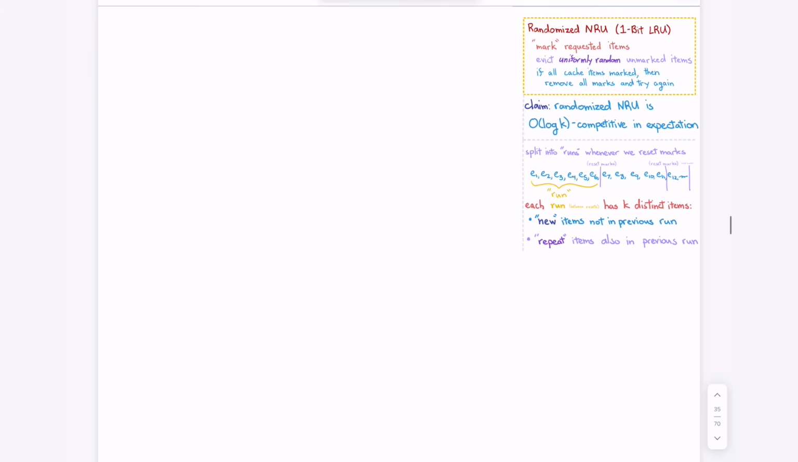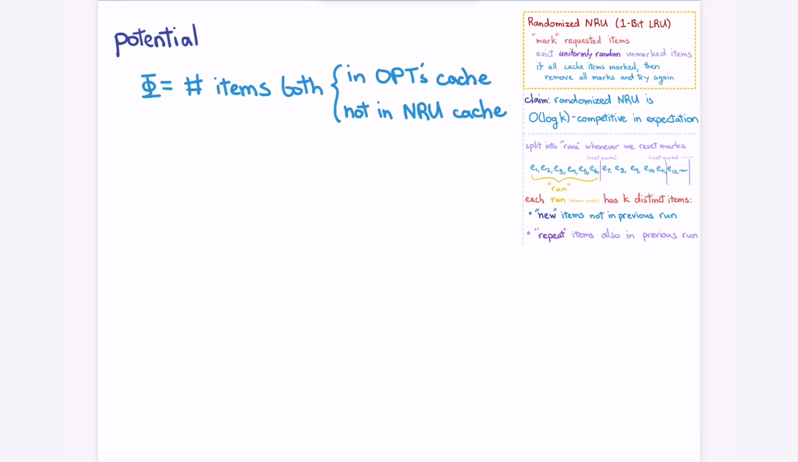Ooh, blank slate. Let's see what happens. Oh, okay. Well, whatever. So here's maybe the key part that's going to unlock the analysis for us, and then afterwards you can reflect on how clever it was. So we're going to use a potential this time to analyze our algorithm. What does the potential say? I'm going to be counting the number of items that are both in OPT's cache, but not in my cache. For some reason, the optimum solution, even looking back in hindsight, wants to put in that item, and we didn't have it.